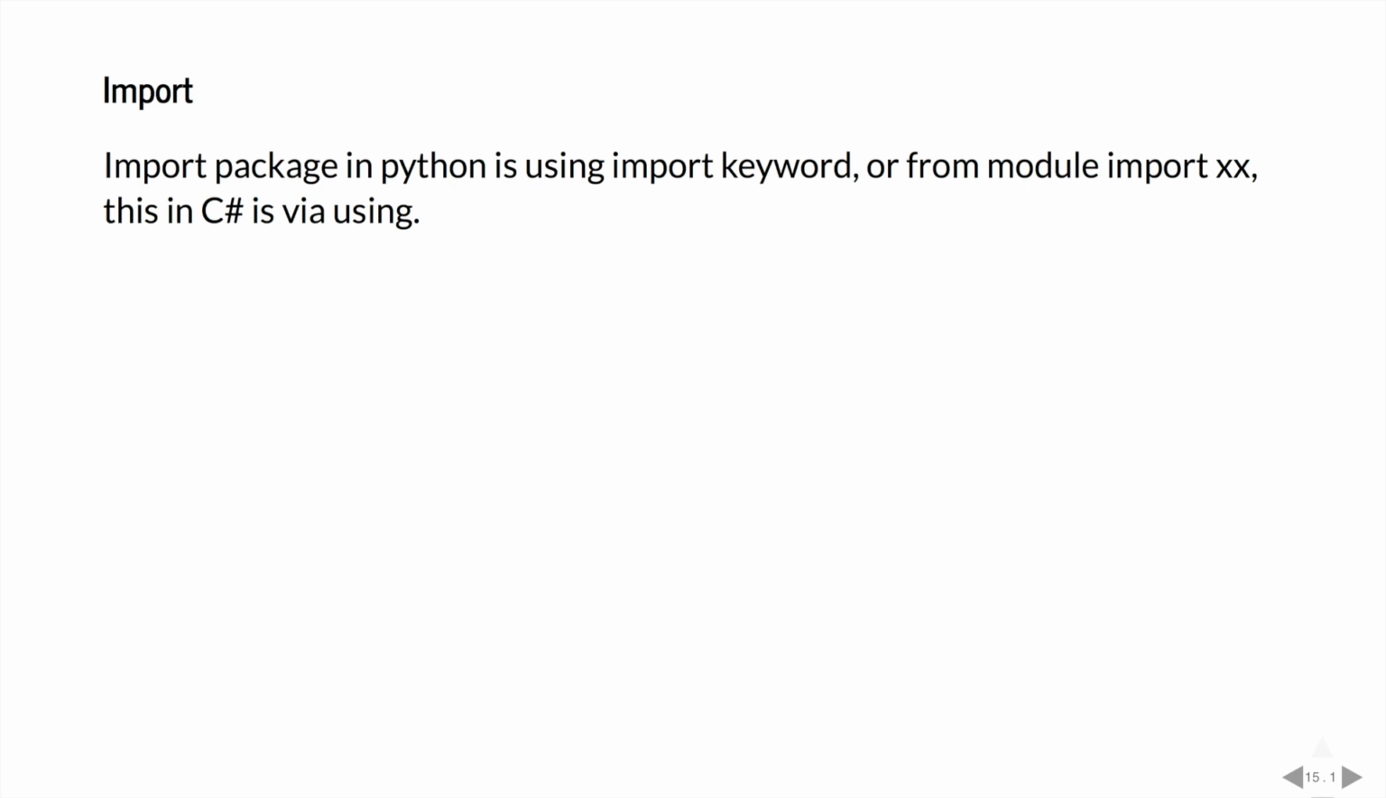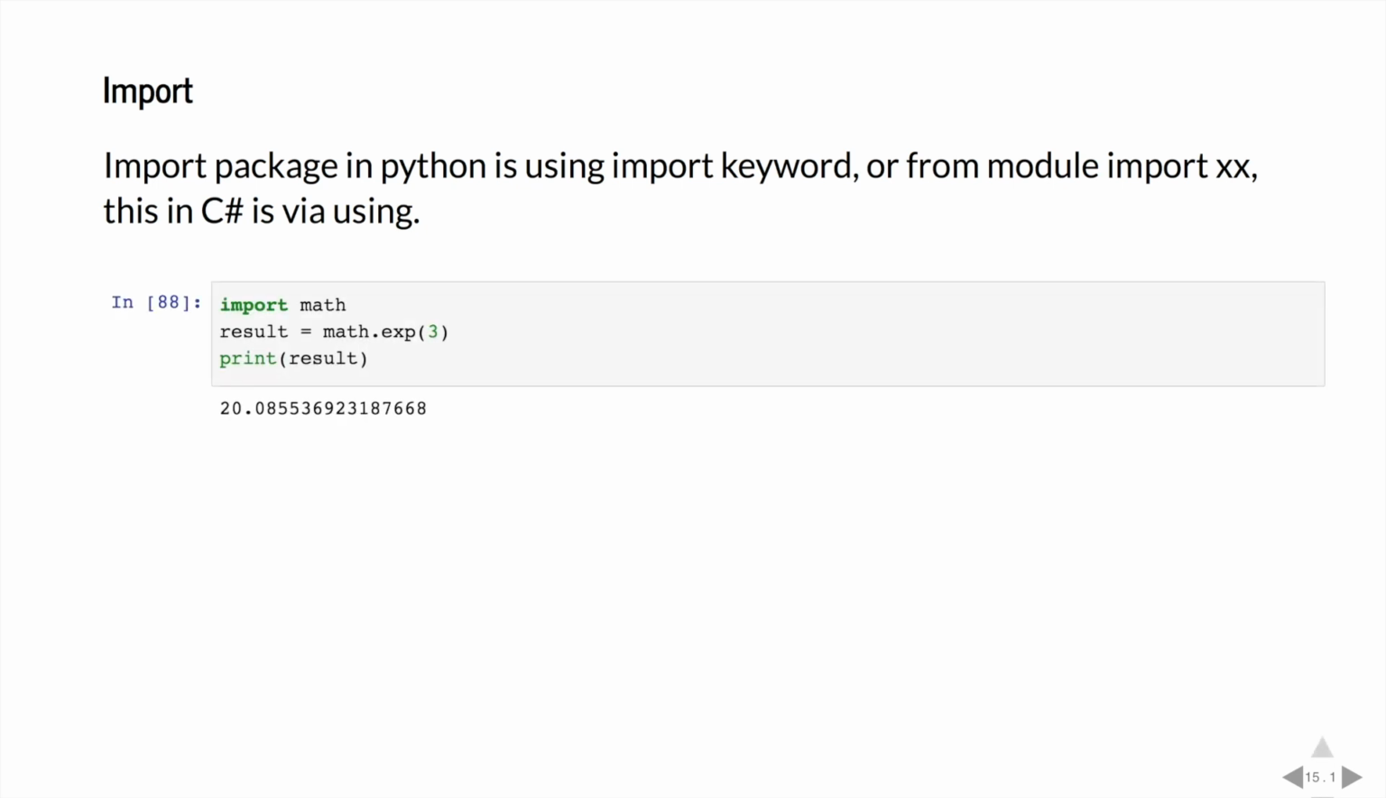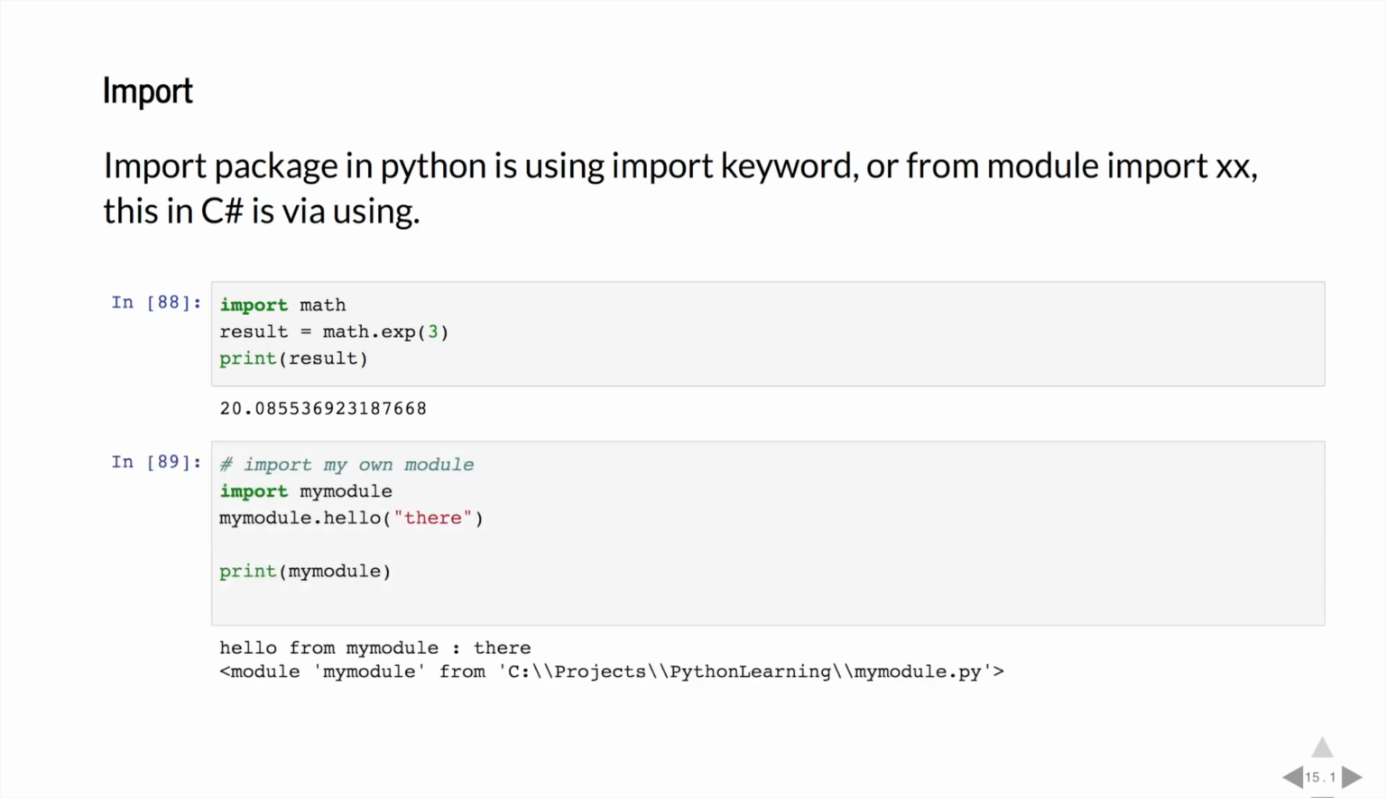And then how do you reference that package? Just use the import keyword here. So here you import the math module, and then for anything within the module you do math dot, so math dot exp 3. And here I have a module called my module. I wrote it, and within that you have a hello function. So you import my module, and then you do my module dot hello. There's a function defined there. So really simple.